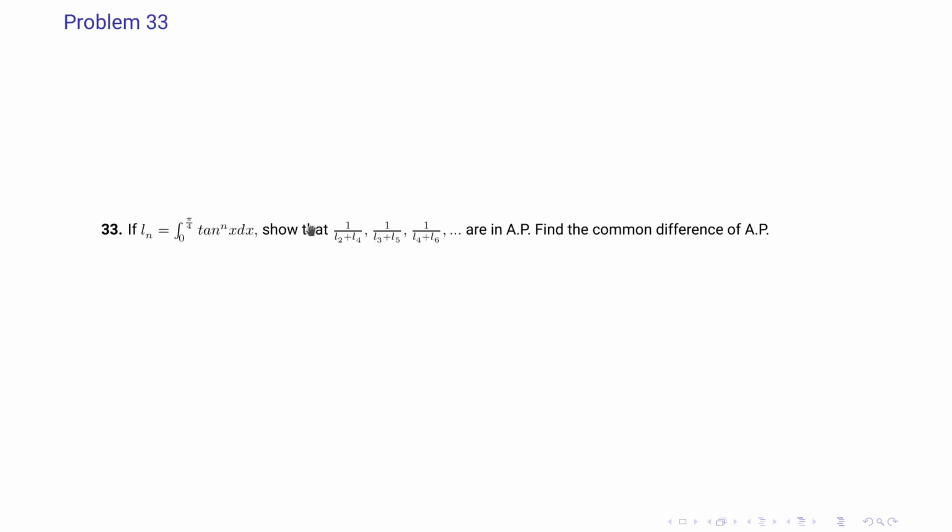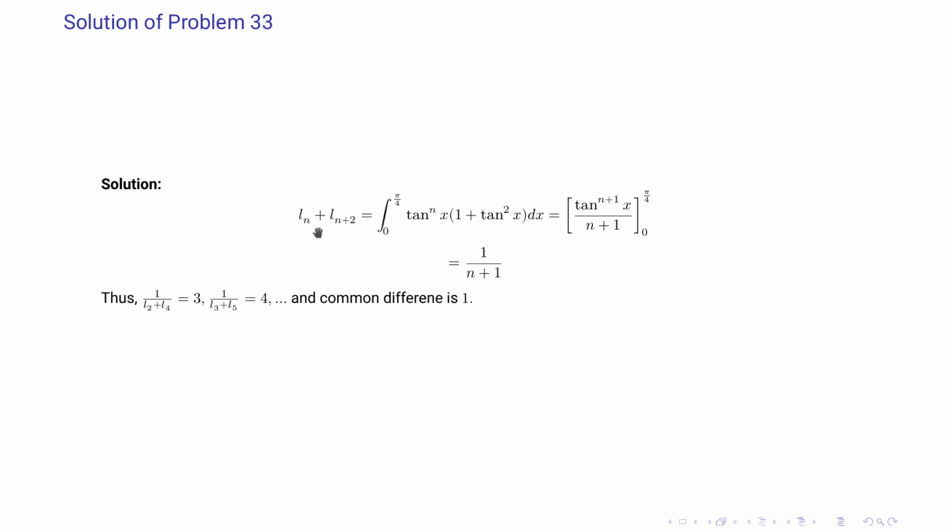So in this case we have terms like L2 plus L4, L3 plus L5 and so on in the denominator. So we consider L n plus L n plus 2, which is equal to the integral of tan to the power n x times 1 plus tan square x dx. Now 1 plus tan square x is sec square x, and the differentiation of tan x yields us sec square x. So this is a straightforward integration of tan, which leads to tan to the power n plus 1 x by n plus 1 with limits pi by 4 and 0, which is equal to 1 by n plus 1.